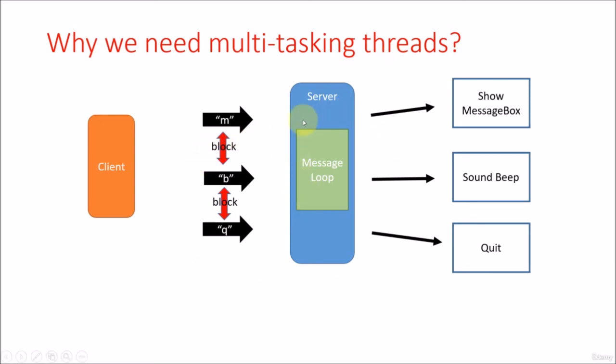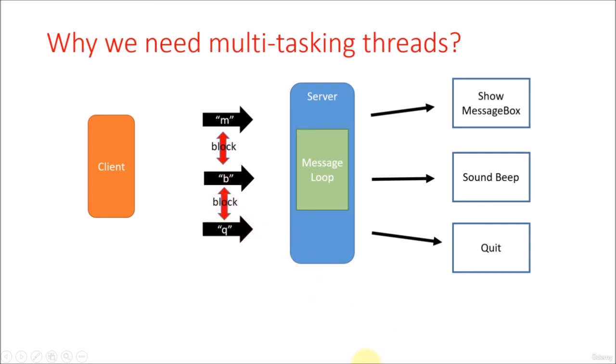So in this old design, you notice that I've put a double-headed arrow here, which means block. So this is called blocking design. Blocking design is where a process runs sequentially from top to down, and it cannot proceed to the next one unless the first one has completed.